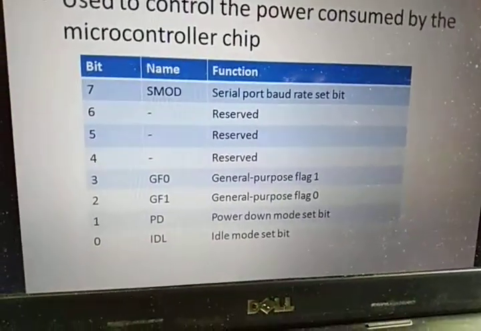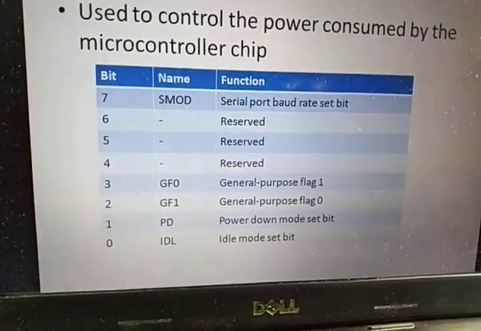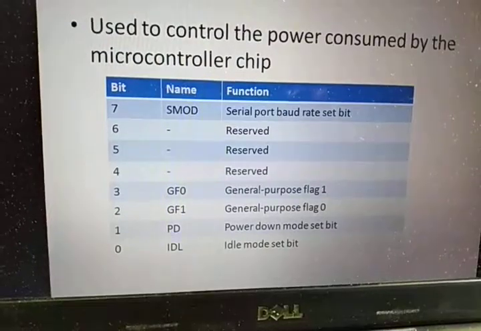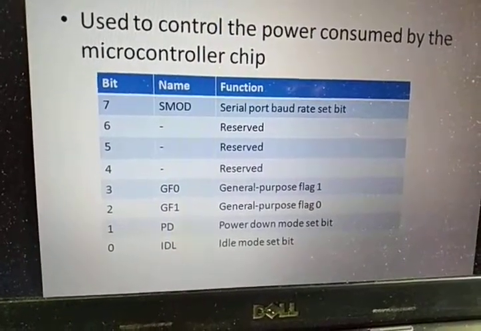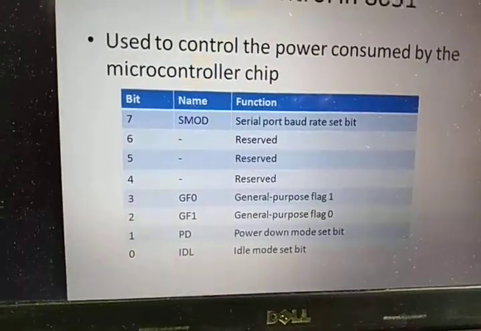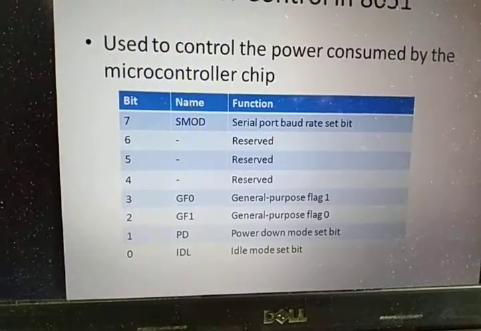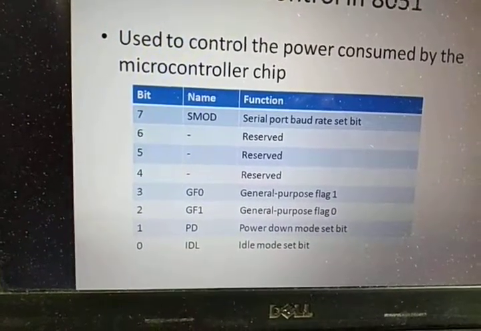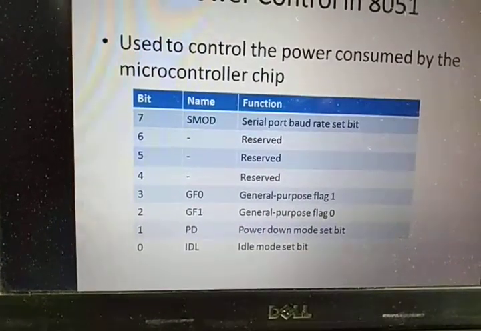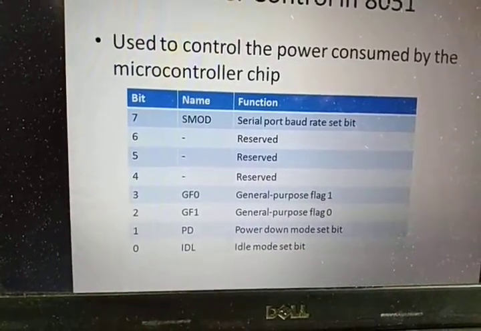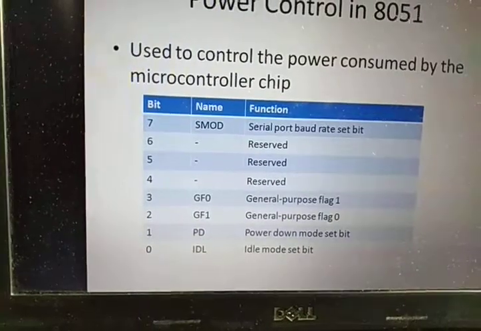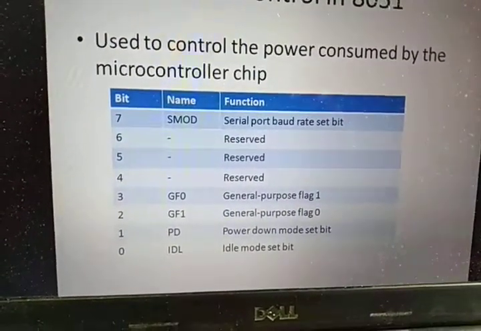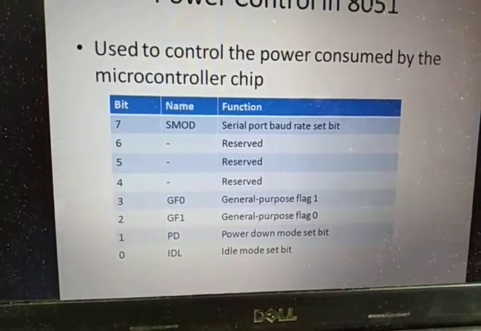One is idle mode and the other one is power down mode. Whether it is in idle mode or not is indicated by the first bit, and whether it is in power down mode or not is indicated by the second bit. In idle mode, the processor is not going to do any operation and the remaining background activities will be going on. Whereas in power down mode, the processor will not work and all the remaining operations will also not be working, but the RAM contents will remain as such.